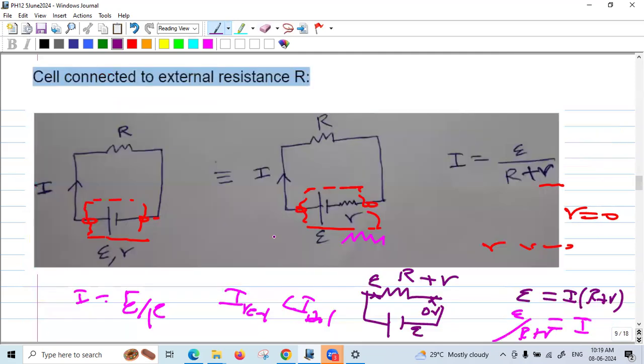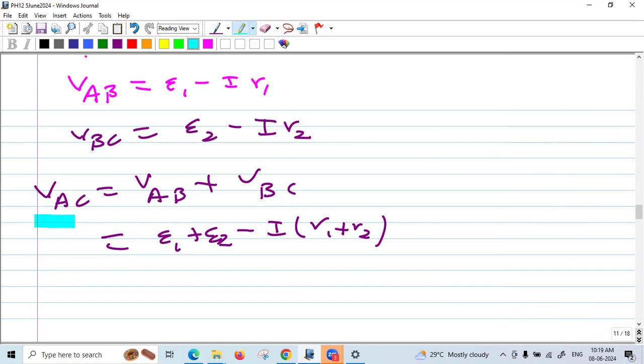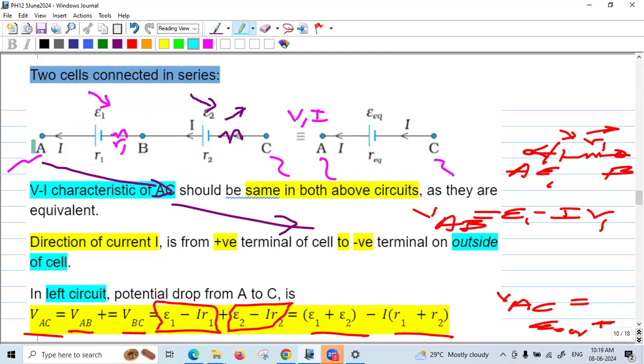To get PAC, I just have to add these two. So that will be E1 plus E2 minus, I can take common outside, R1 plus R2. So this is the VA characteristic of the left circuit. This is V across AC and the current flowing across the points. So this is the relation, the VA characteristic of the left circuit. The drop from A to C is the V I'm referring to here, and the current is flowing in this direction.